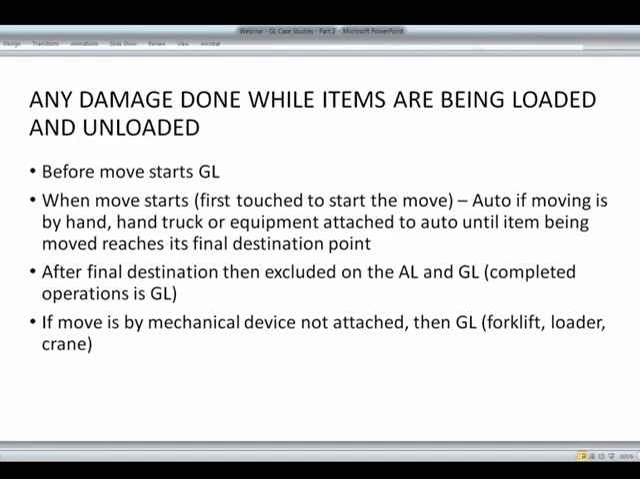Any damage done while items are being loaded and unloaded before the move starts is GL. When the move starts, from first touch to start moving, it's auto. If moving by hand truck or equipment attached to the auto, it's auto until the item reaches its final destination. After final destination, that's excluded on the AL, and GL now picks it up. So that's completed operations. If moved by a mechanical device that is not attached, then GL. Again, that's how the two work together.